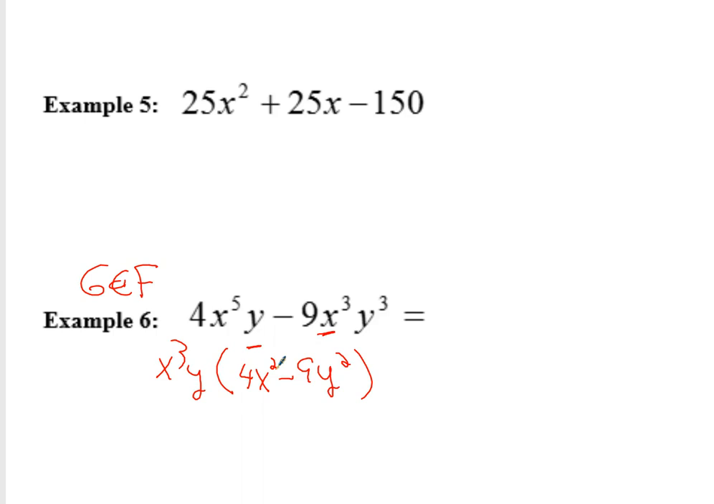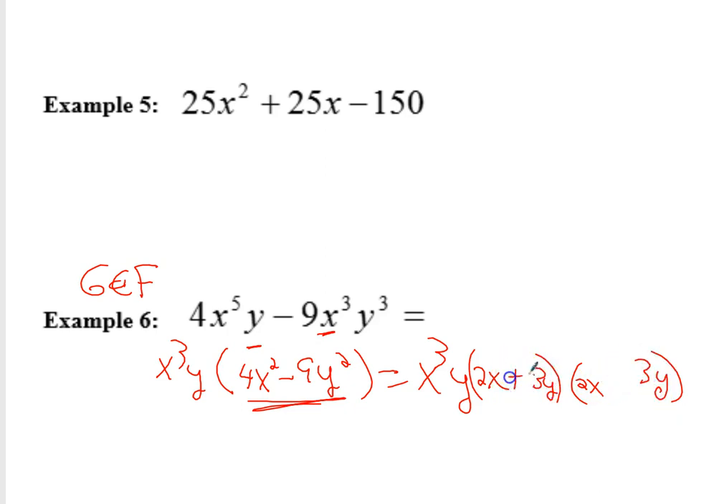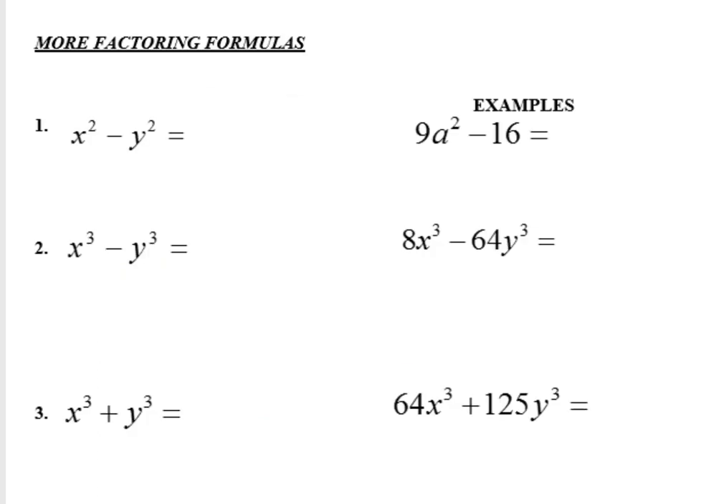Okay, and when we do that, now this becomes a difference of squares, right? So the x cubed y is going to stay, and then we can factor this 4x squared minus 9y squared. The square root of 4x squared is going to be 2x, so we're going to put 2x in our first spots. The square root of 9y squared is going to be 3y, and we are going to make one positive and one negative. Okay, so that's just a quick review of a difference of squares.